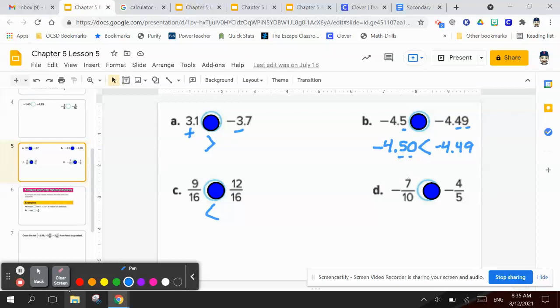Letter D is negative 7 tenths and negative 4 fifths. Again, since we have different denominators, we can cross multiply. 10 times 4 is 40, which is negative because they're both negative. 5 times 7 is 35, which is negative. So which of those two numbers is closer to 0? Correct, negative 35. So negative 7 tenths is greater than negative 4 fifths.